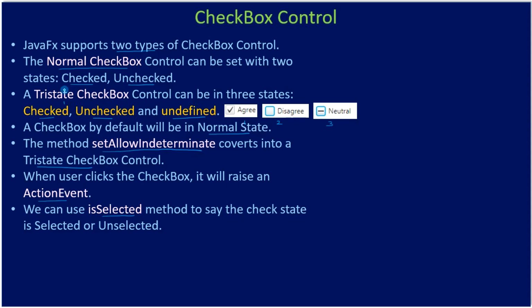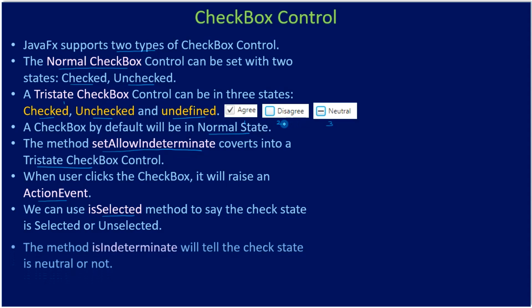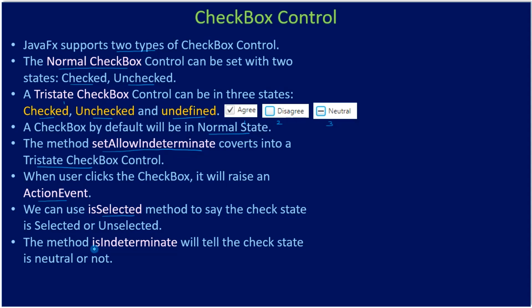What happens if we use a tri-state checkbox? With isSelected, we can only confirm whether a particular checkbox is in selected state or not. If it is not in selected state, it can be either in unchecked state or in undefined state. So this time you have to use one more method called isIndeterminate. isIndeterminate tells whether it's in neutral state or not. First you make sure whether it is in selected state or not. After that you decide whether it's in unchecked or neutral state by making a call to isIndeterminate.